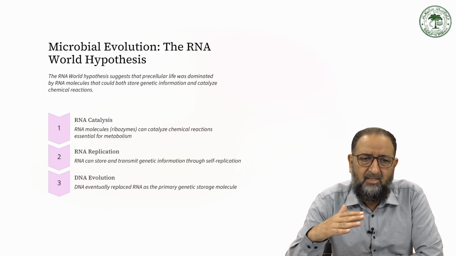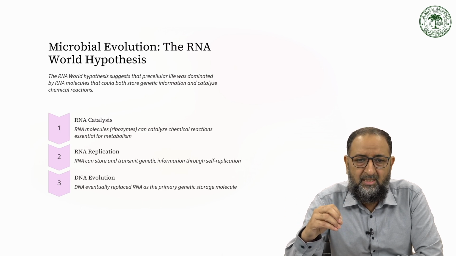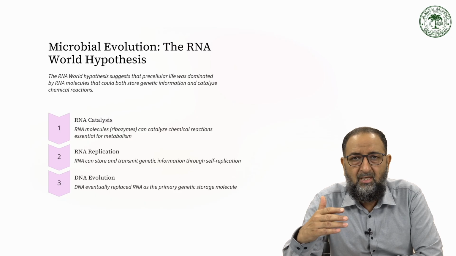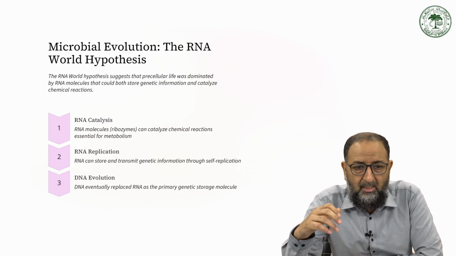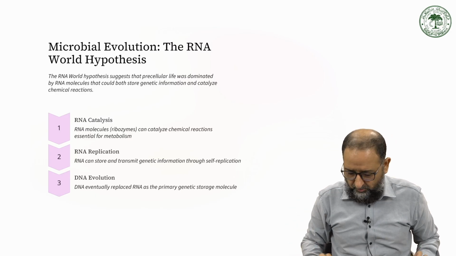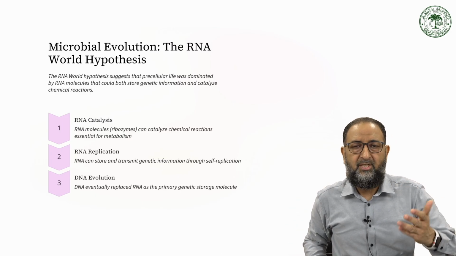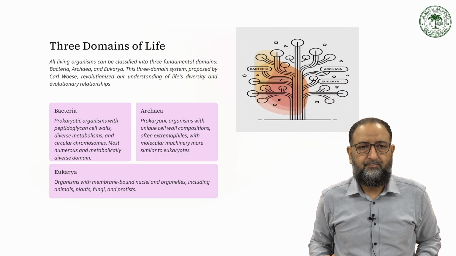So in this kind of RNA world, the strength of RNA is very important for the survival of the microorganisms, for the metabolic processes and the replication cycle of the microorganisms. DNA evolution: DNA eventually replaced RNA as the primary genetic storage molecule. So earlier it was RNA, but later on it changed from RNA to DNA, which is a more advanced form of the nucleic acid.